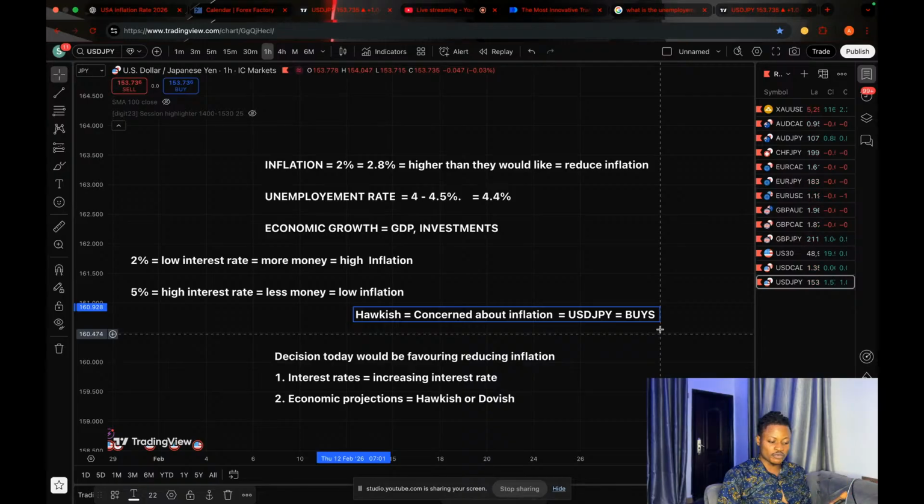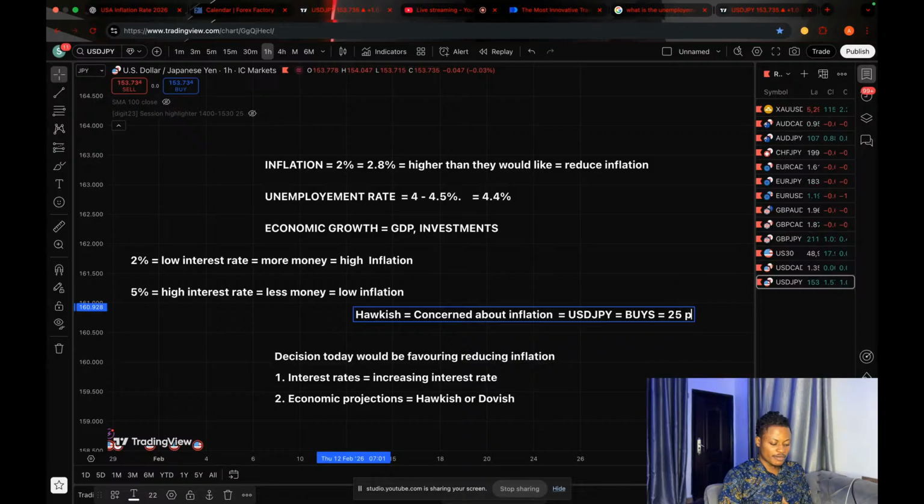So that's what they actually did right now. Their tone was hawkish, but it was slightly hawkish. That's why USDJPY bought slightly, by just about 20-something pips. Okay, that's why it bought by just about 25 pips.